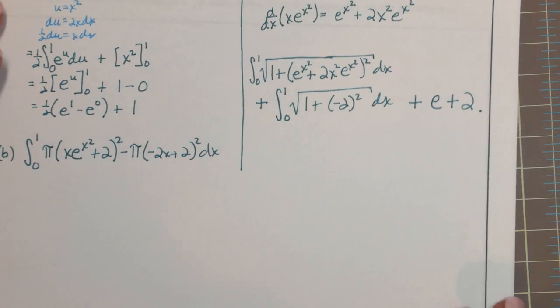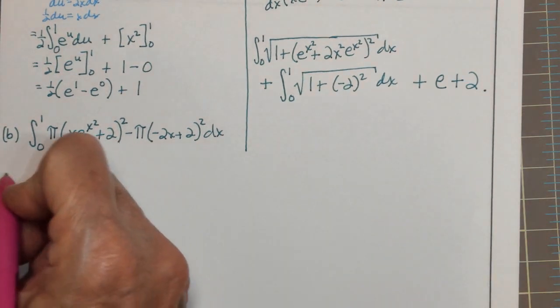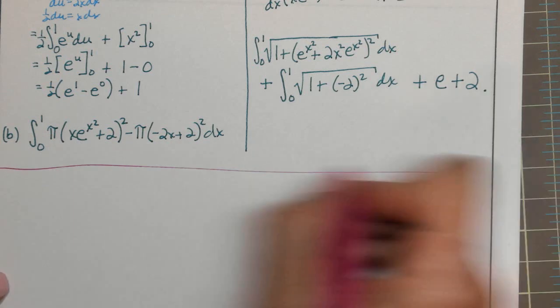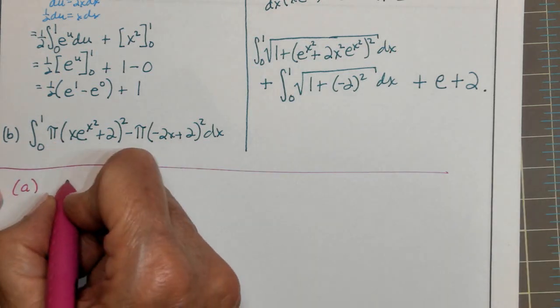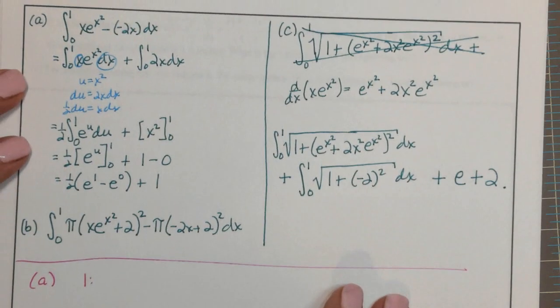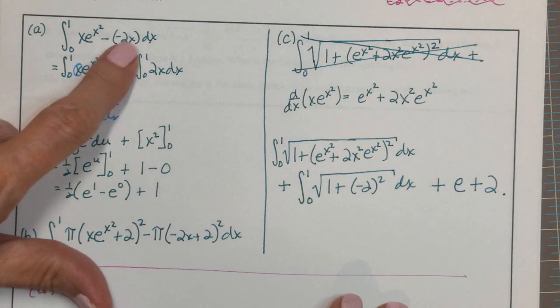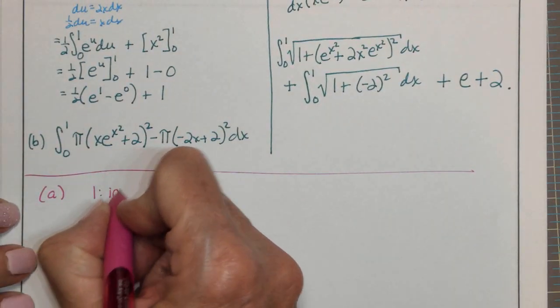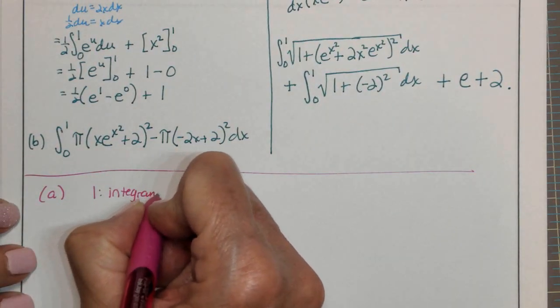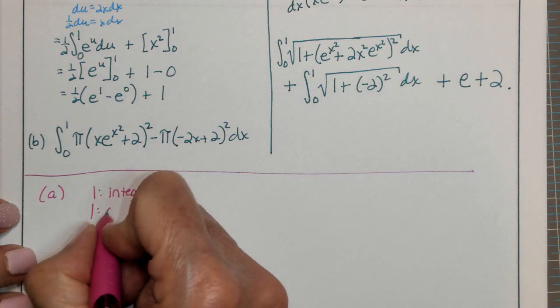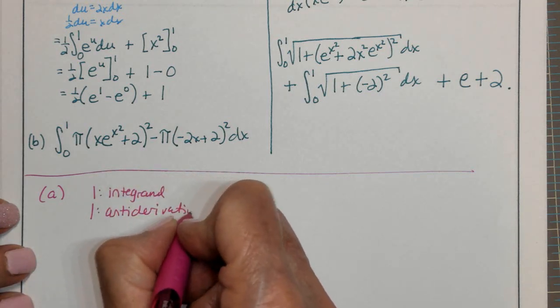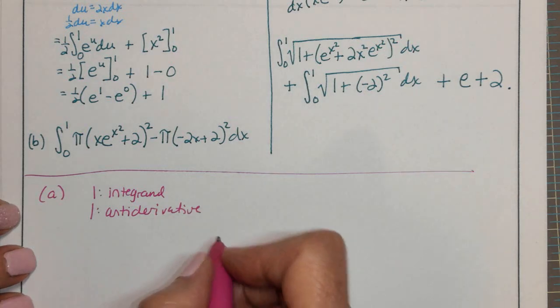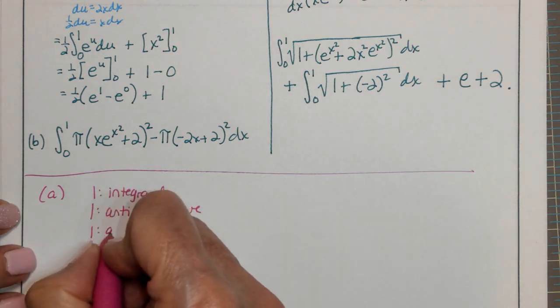Okay, how was this scored this year? Let's take a look. In part A, 1 point was awarded for the integrand. 1 point was awarded for setting it up. 1 point was for the integrand. 1 point was for the antiderivative, doing the u sub and then the other piece. 1 point was for the final answer.